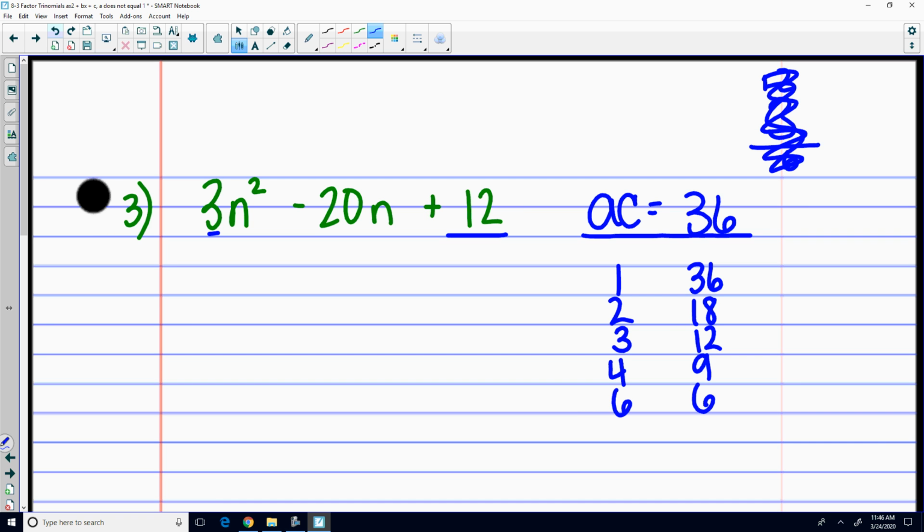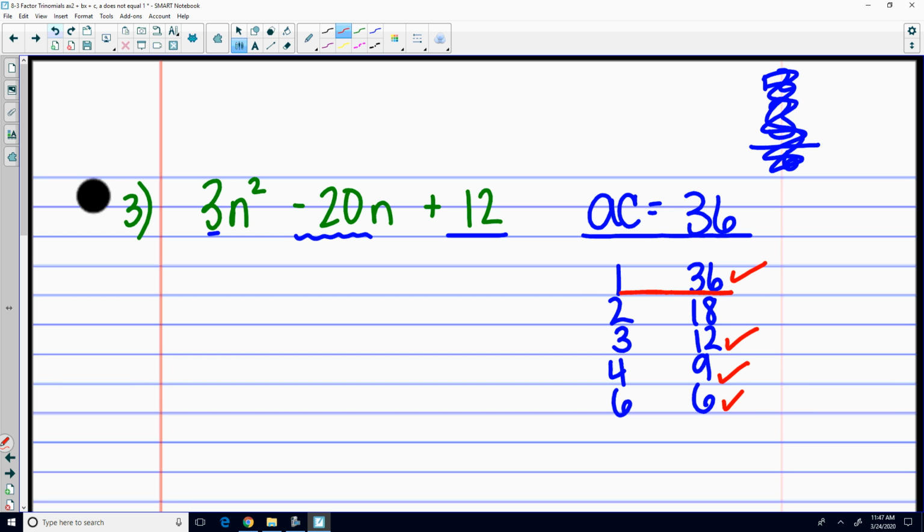Alright. Now again, if you looked ahead and you see that I now need to make negative 20, figure out which factors make negative 20, let's consider which ones make negative 20. You're always welcome to stop if you find it ahead of time. Well, there's no way that one's going to make negative 20, nor 3 and 12, 4 and 9. It's got to be 2 and 18.